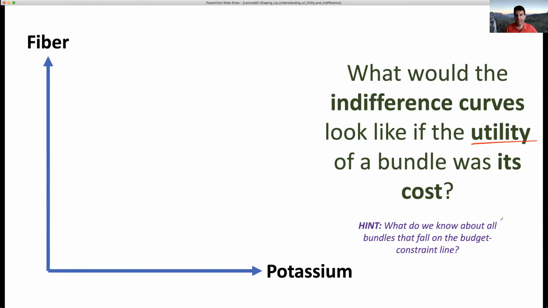So the hint that I'm going to give you here is, what do we know about all bundles that fall on the budget constraint line? And the answer to that hint is, if two bundles are on the budget constraint line, they're both the same price, they're the budget. So try to keep that in mind. This is not an easy question.